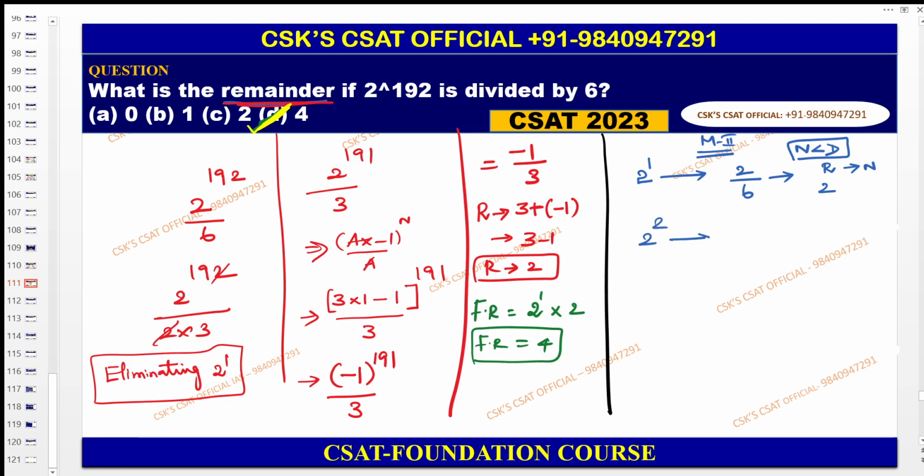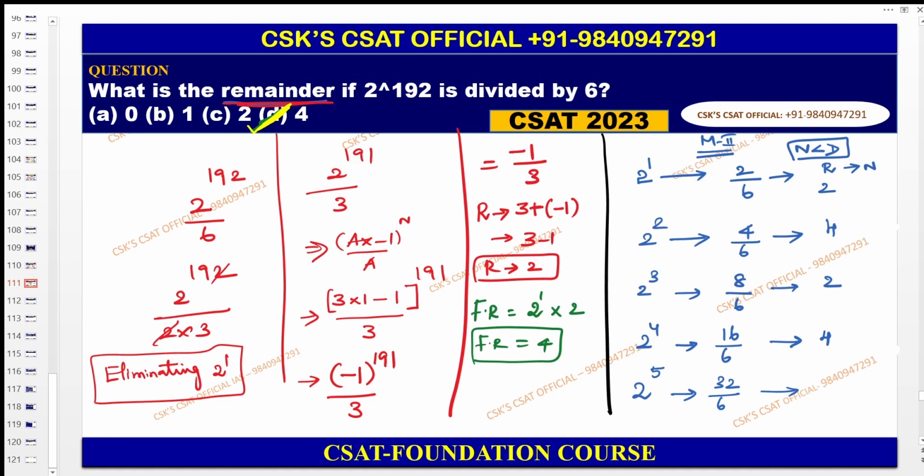Now 2 square, 4 by 6, what is the remainder? Numerator only, since it is lesser. 2 cube, 8 by 6. When it is greater, divide that by 6 and get the remainder. 2 is the remainder. 2 power 4, 16 by 6, 4 is the remainder, right? So this is the cyclicity, but he has mentioned the digit concept cyclicity. In that foundation class he repeatedly mentioned that. Fine. 2 power 5, 32 by 6.